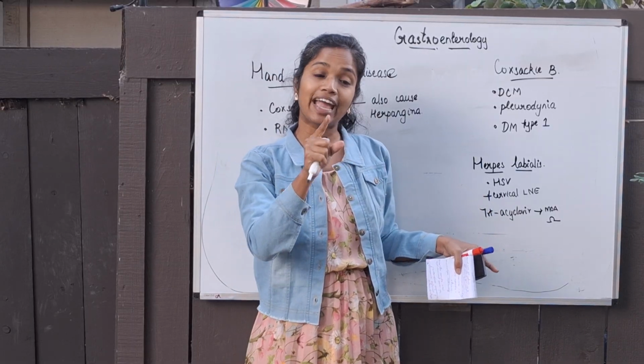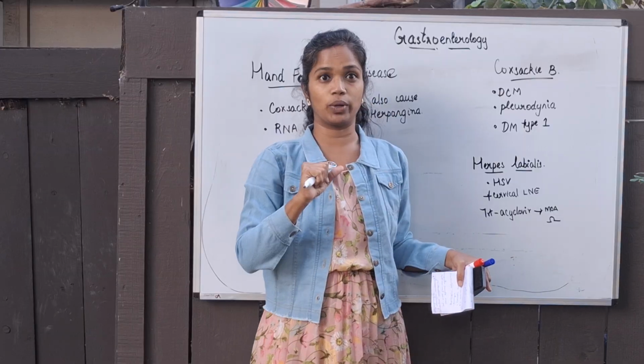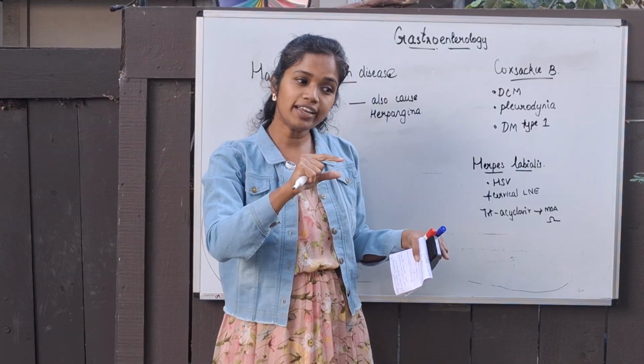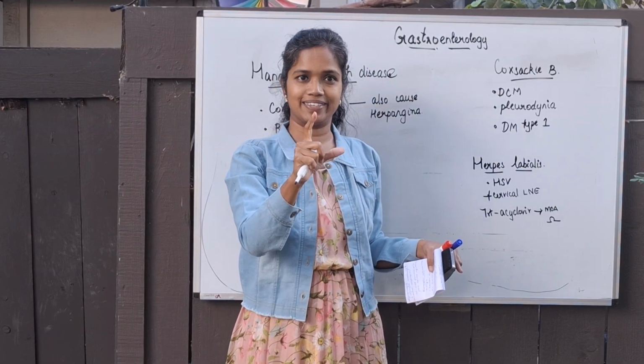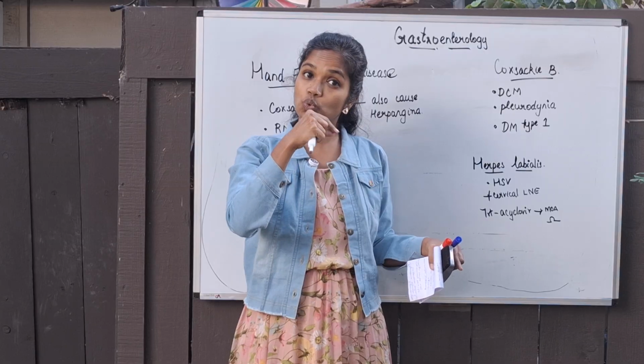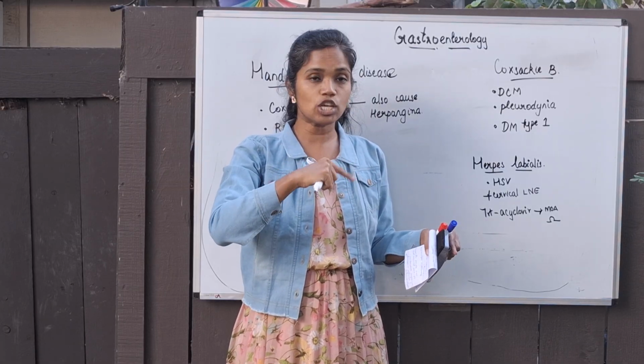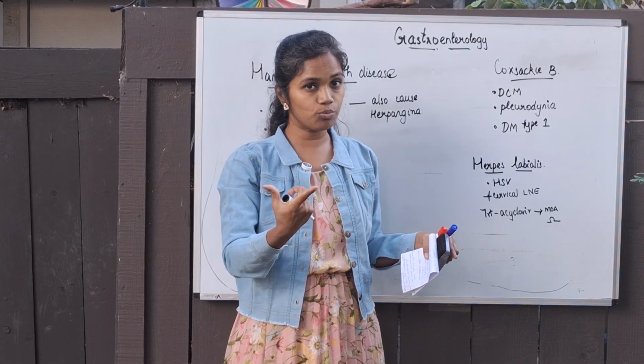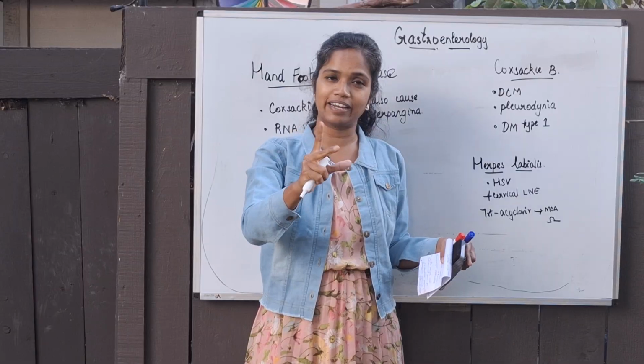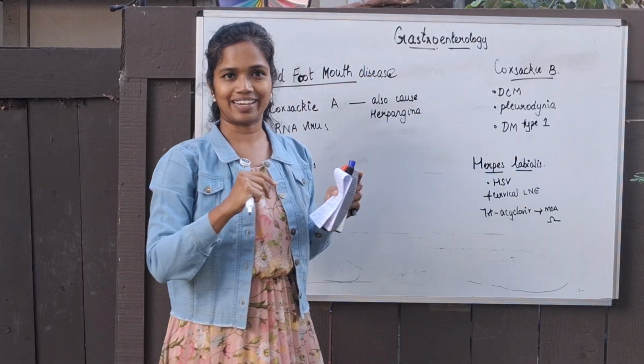Sometimes the virus can develop resistance to acyclovir. How? By altering its thymidine kinase. When the virus alters its own thymidine kinase, then acyclovir cannot act on it as it used to, and therefore acyclovir resistance can happen. This is in short about these conditions.